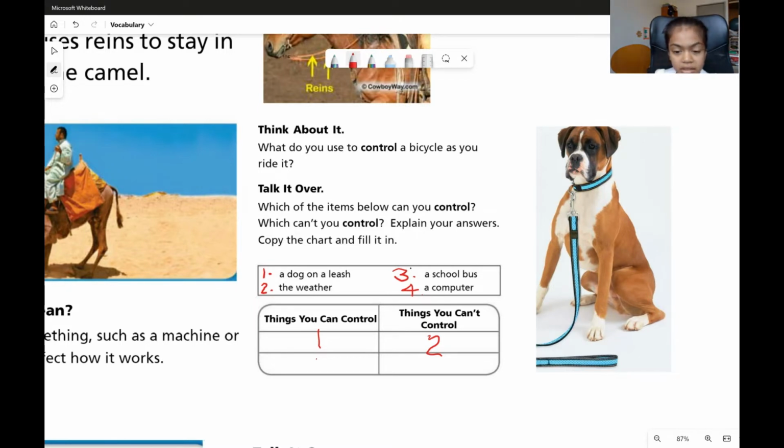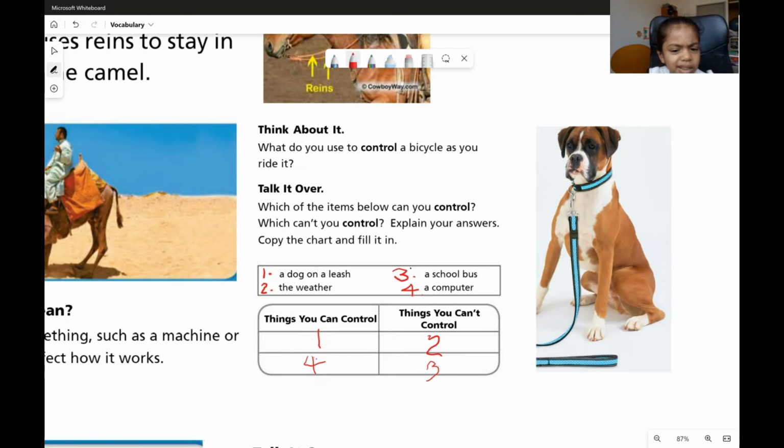3, a school bus. I cannot control a school bus because it's in the driver's hands. So let's put 3 in things I cannot control. And lastly, 4, I can control a computer. I'm already doing it. I'm making a video. So yes, things I can control, yep, 4.